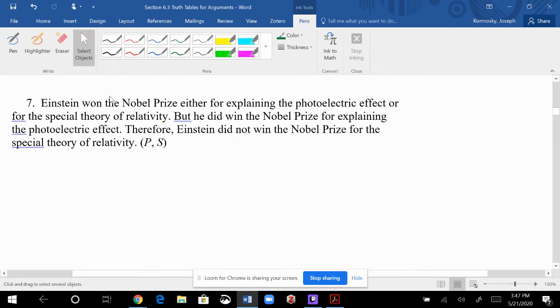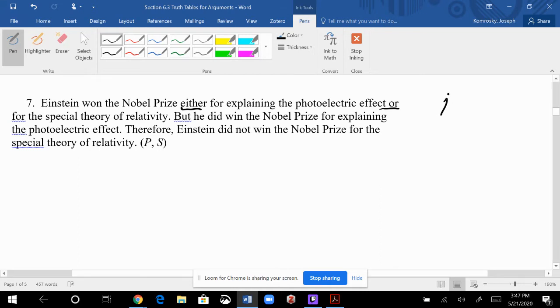Let's look for some trigger words. We have an either or. Aha. Oh, give me a second. Either or. But he did win, therefore he... Okay, so on this one, it looks like we have what could be disjunctive syllogism from chapter 1, but we have to find out, is that the case?